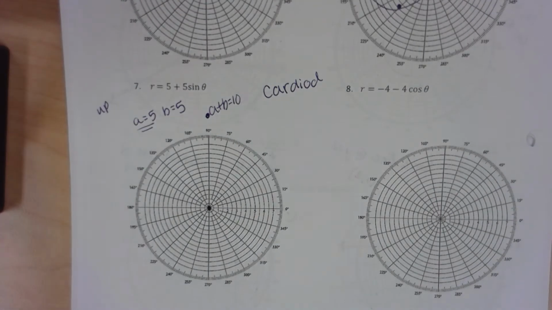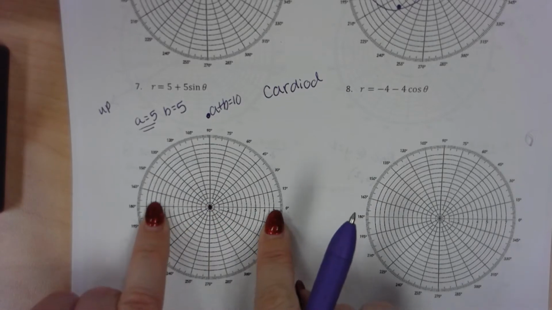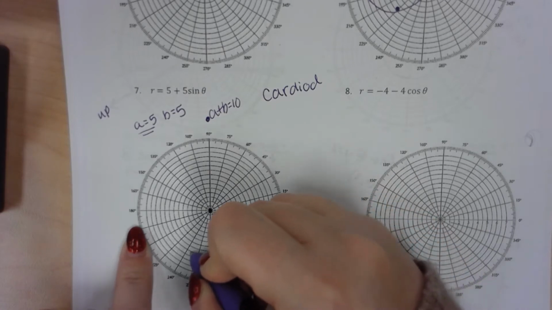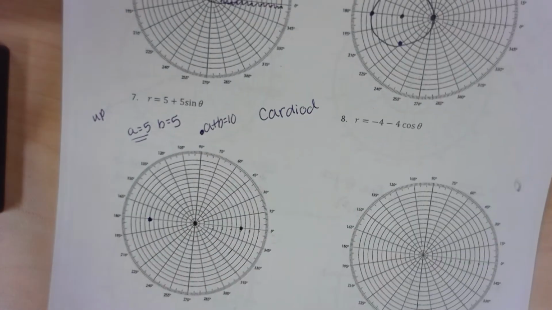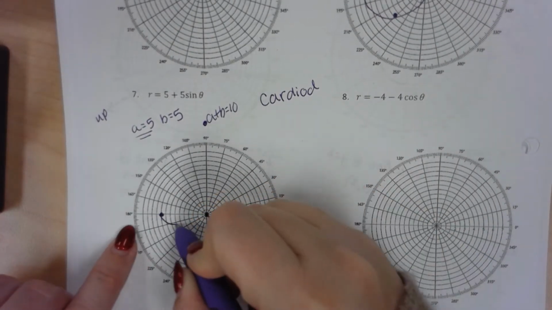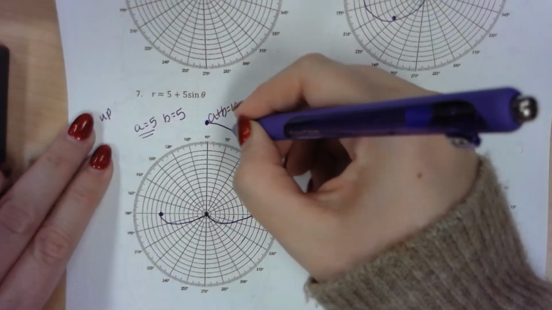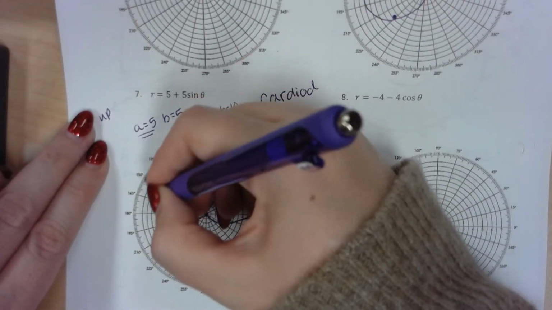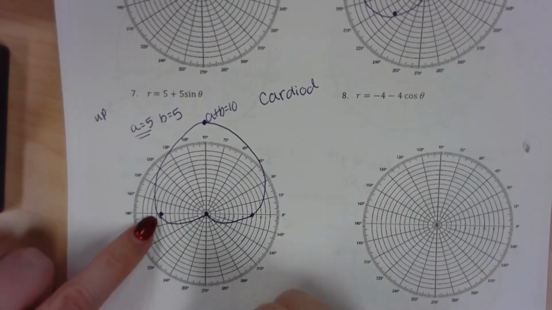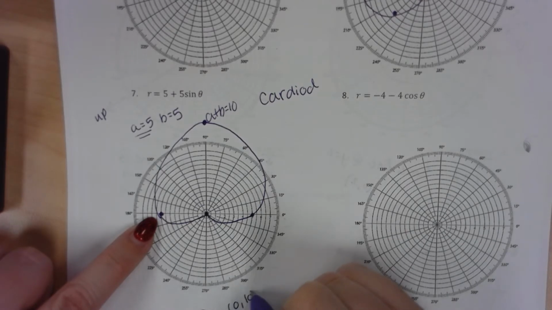And then our intercepts are going to be along our x-axis because it's opening up. So I'm going to go out to 5 for each of those. And then we're going to connect. This one goes down, kind of like a heart. And then try our best to make this look circle-like. That's a cardioid. So our intercepts here are (-5, 0), (5, 0), (0, 0), and also (0, 10).